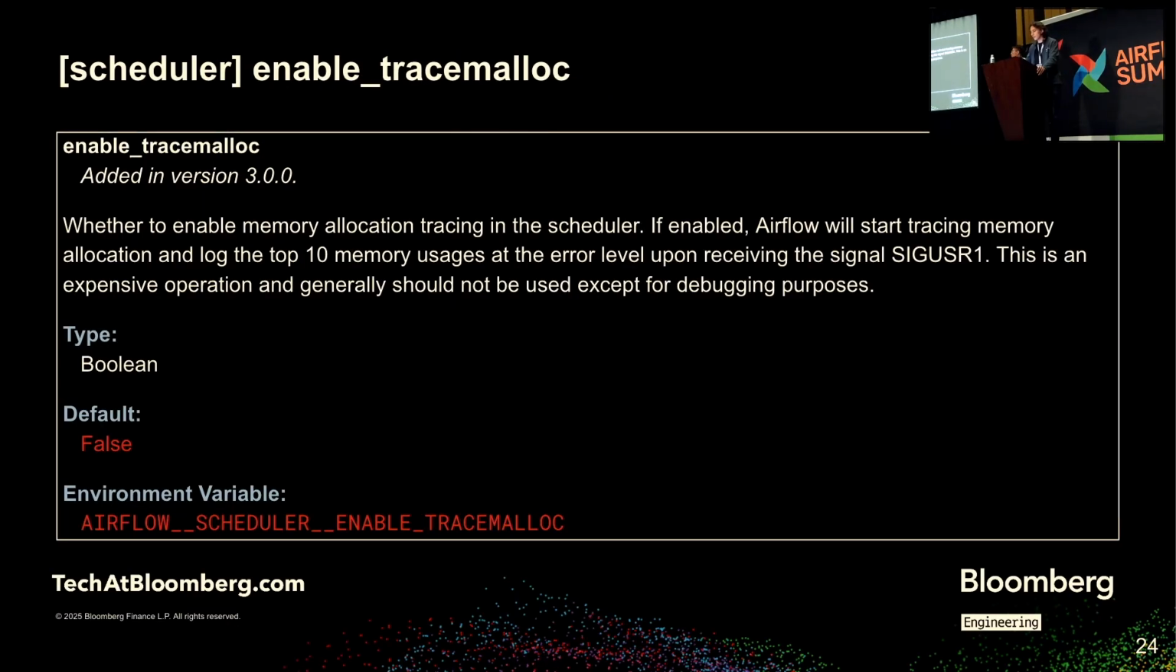So that is until we encountered the enable trace malloc configuration under the scheduler section. It's a useful feature introduced in Airflow 3, where upon setting this configuration to true and the scheduler process receiving the SIGUSR1 signal, it will start tracing memory allocations and log the top 10 memory usages at the log level. Sorry, at the error level. As mentioned in the description, this is an expensive operation and should only be used for debugging purposes. And once the root issue is identified, it should be cleaned up.